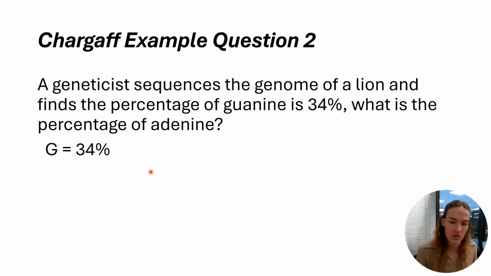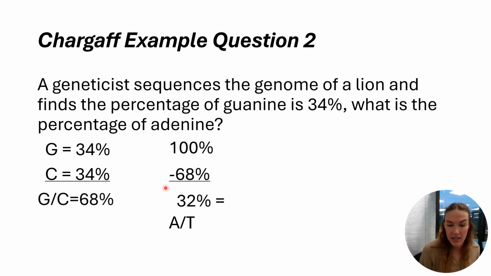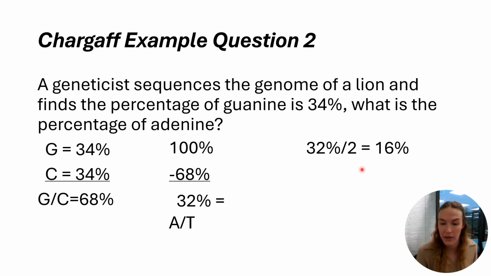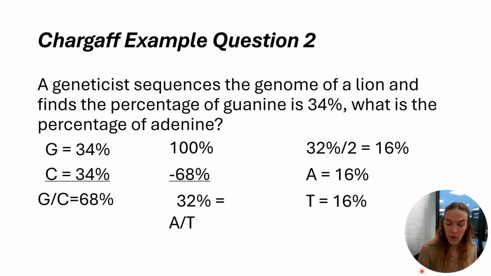Well, you say, okay, guanine is 34%. That means that cytosine is also 34%. Together, that's 68. You subtract that from 100, and you get 32% for the AT content of this DNA strand. Well, if A and T are the same, you can just divide the 32% by 2, and you'll get 16%. That means A is 16% and also T. That's the long way to do it. That's the way that I typically do it.